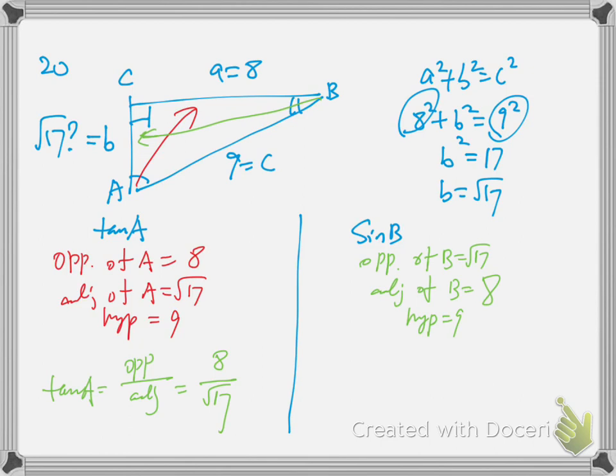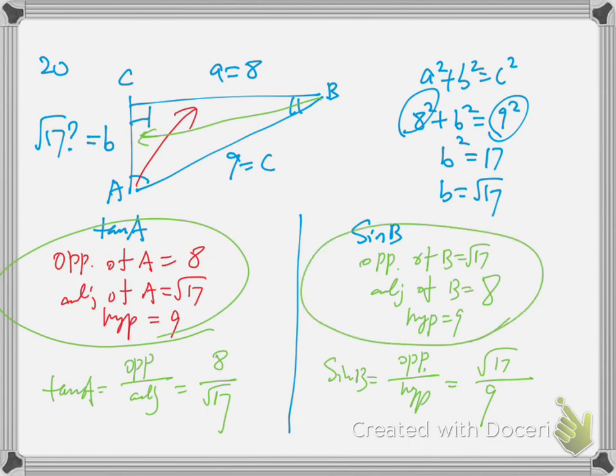That's tangent A, right? So now sine B, we use a different opposite and adjacent because that's for angle B, right? So sine B is opposite over hypotenuse. So this is radical 17 over 9. Okay, over 9. So this is the key part. Different angle, same triangle, gives you a different opposite side.